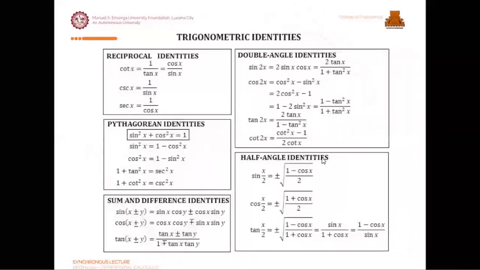Just bear in mind that trigonometric identities are always available if we want to convert or simplify our given trigonometric functions into a much simpler form. Sometimes there are problems with two or more trigonometric functions involved, and we want our final answer to be just one trigonometric function, if possible.